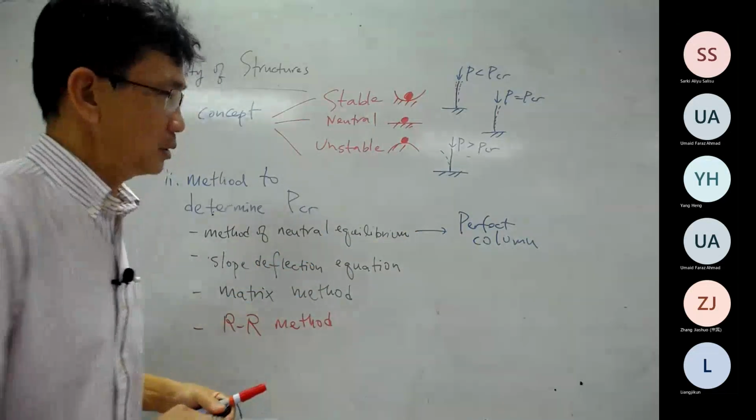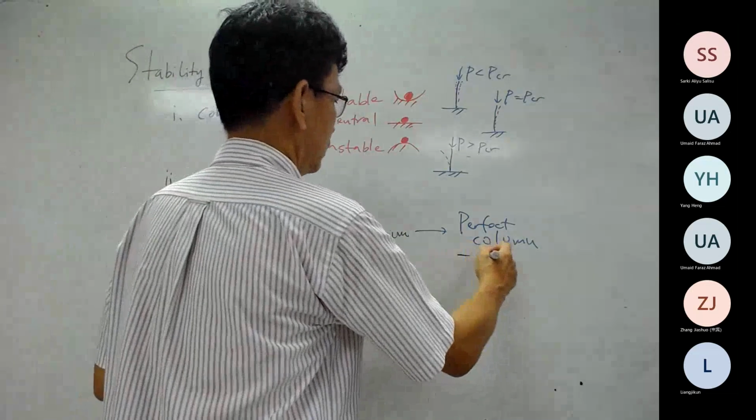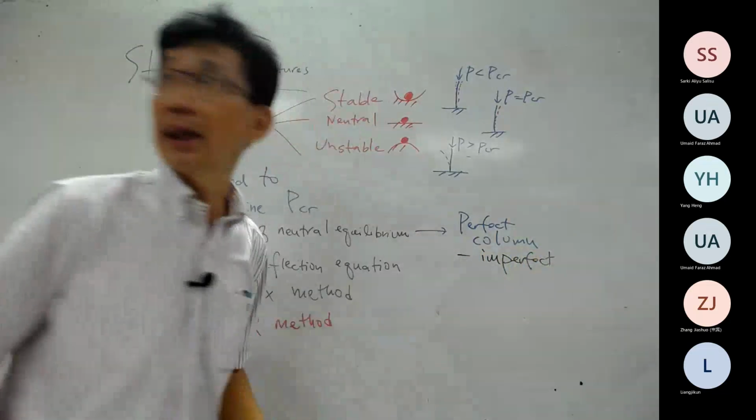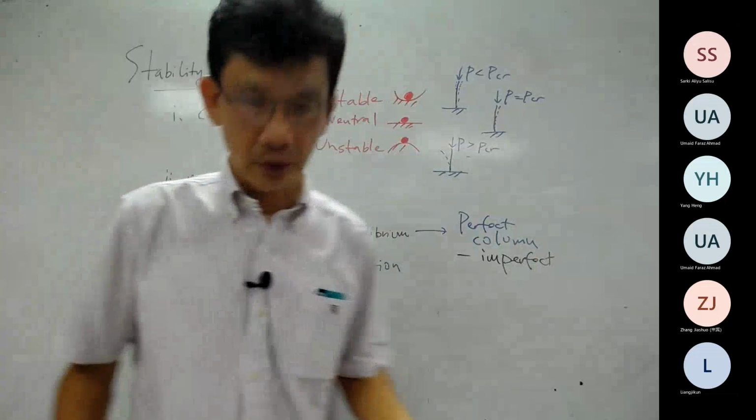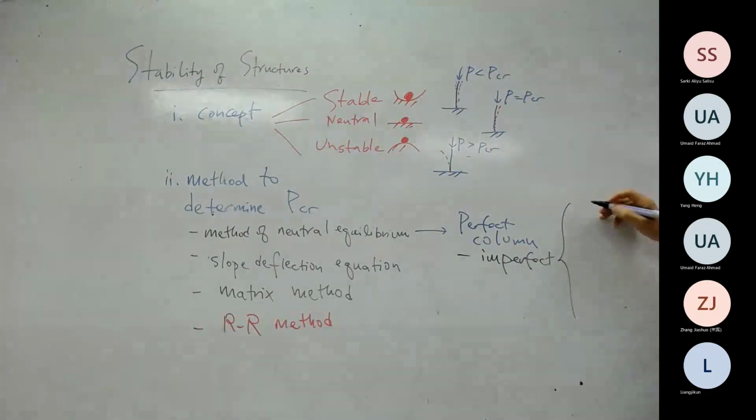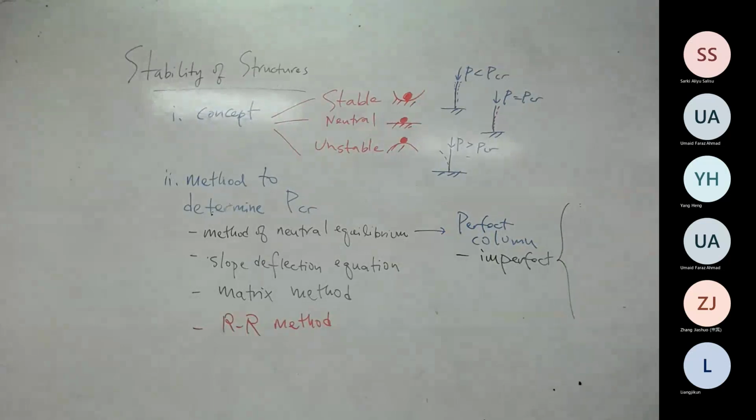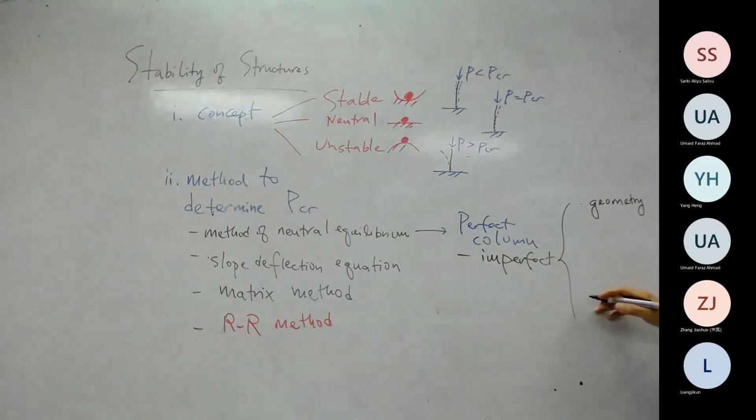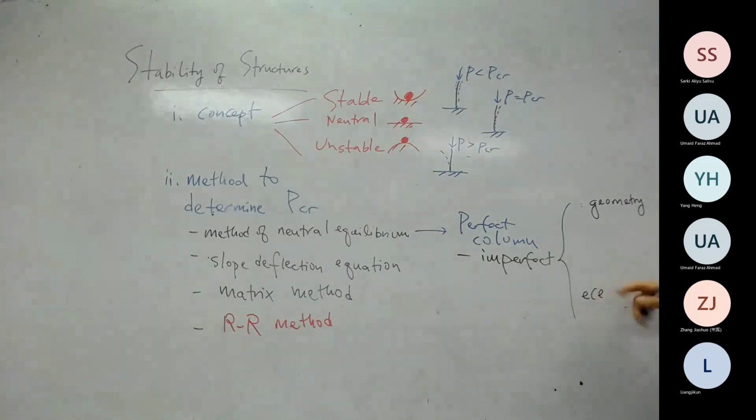Then we also touch on the imperfect column. There are two sources of imperfection. The first one is the geometry, which means the column is slightly bent right from the beginning. The other one is eccentricity in loading.